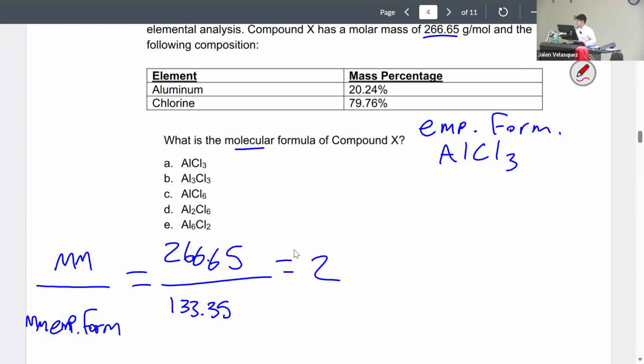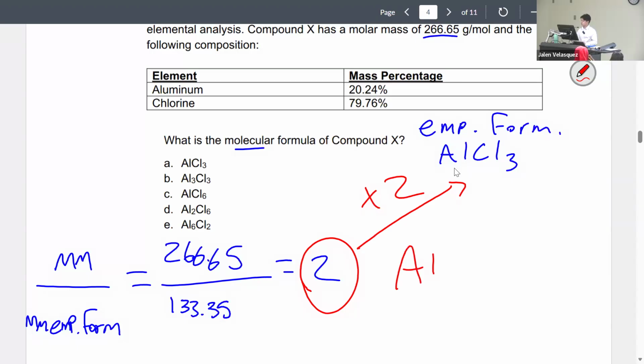So now with this number 2, our quotient here, you're going to multiply that to every subscript in our empirical formula. The subscript of aluminum is 1, so 1 times 2 is 2, so you get Al2. Sorry, Cl 3 times 2 is 6. Cl6, and you get D as your answer.